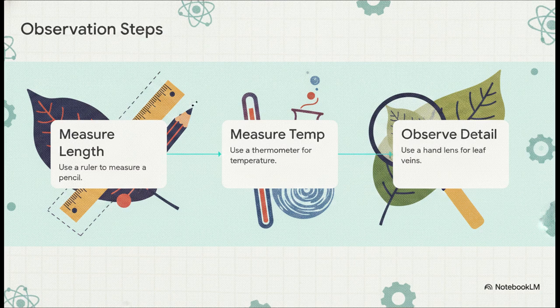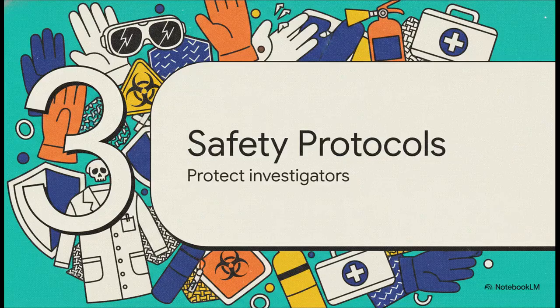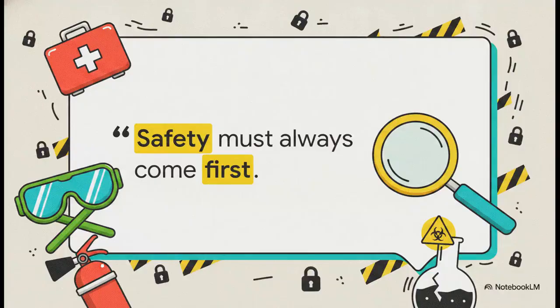These micro-level classroom steps are the exact same processes that build the foundation for massive world-changing scientific discoveries. All right, let's transition to Section 3, Essential Science Safety Protocols, Protecting the Investigator. Having all the right tools is fantastic, but if you aren't protecting the person using them, the whole operation falls apart. Safety isn't just a list of boring rules designed to ruin your fun.